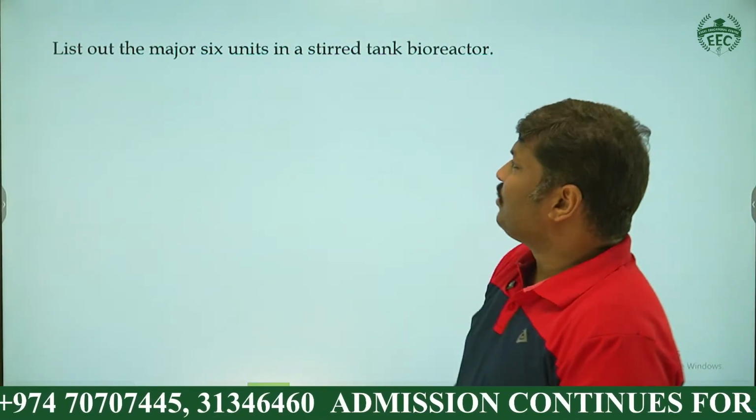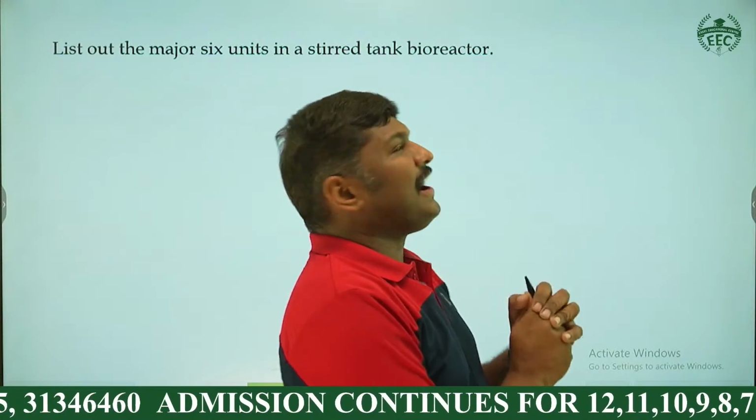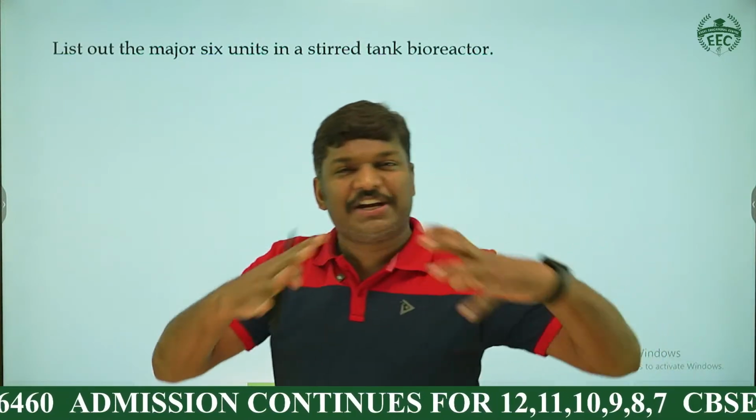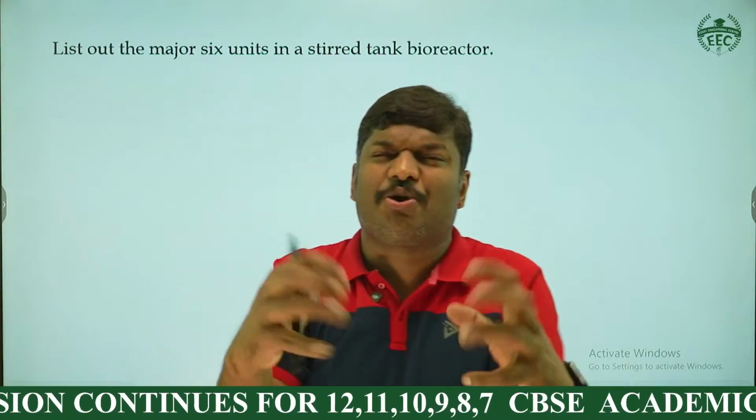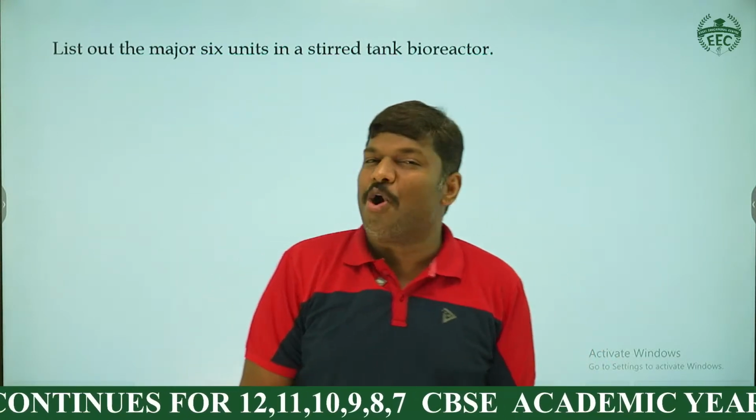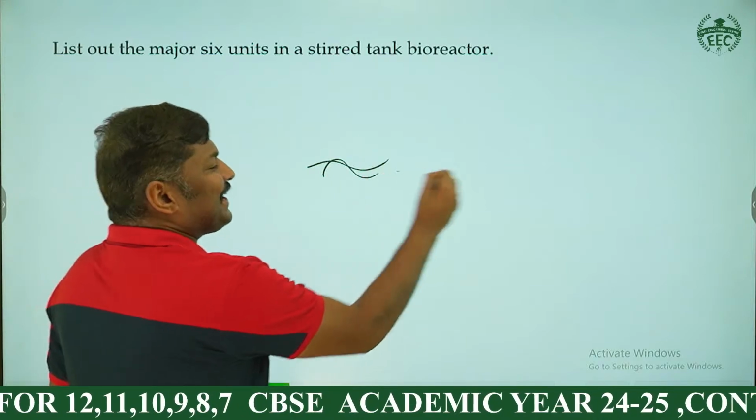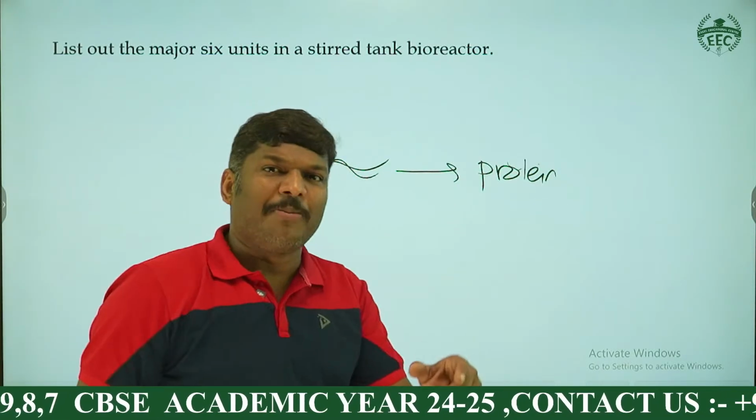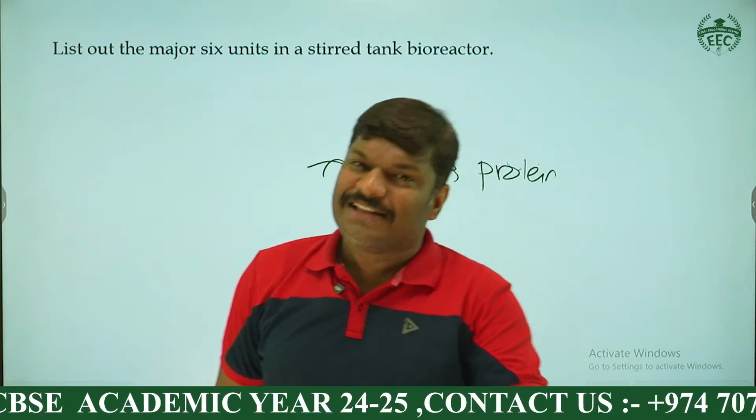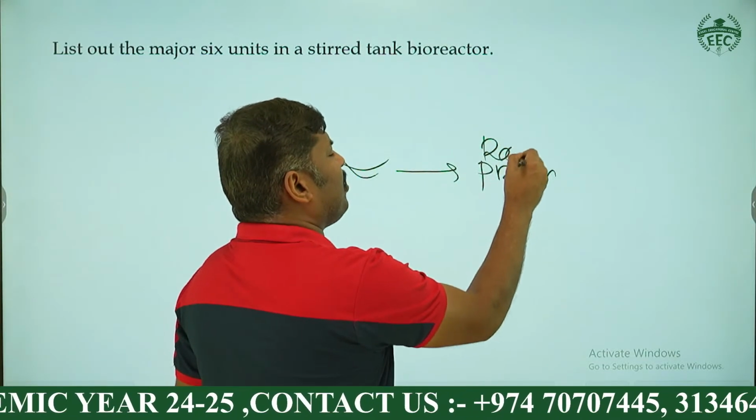Here you can see: list out the major 6 units in a stirred tank bioreactor. In your textbook, there is a topic after the explanation of the process of biotechnology. Biotechnology means what? This is recombinant DNA. Recombinant DNA is making a protein, right? Recombinant DNA can make an RNA, and that RNA can make a protein. That protein is called a recombinant protein.